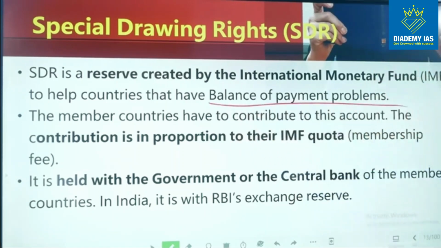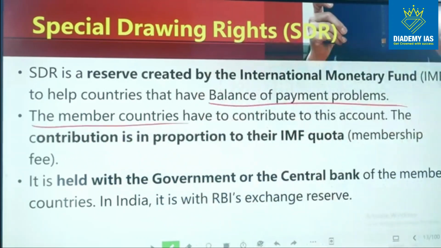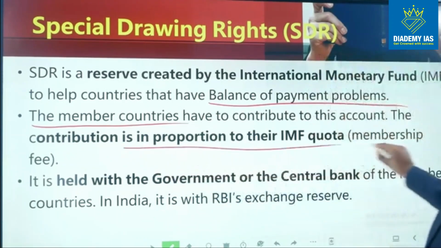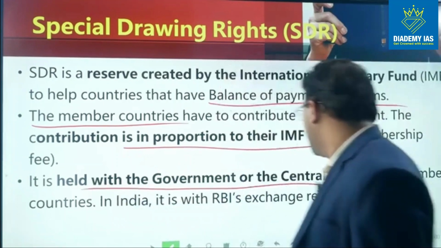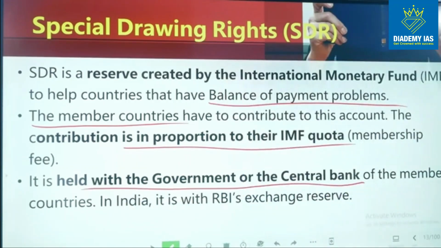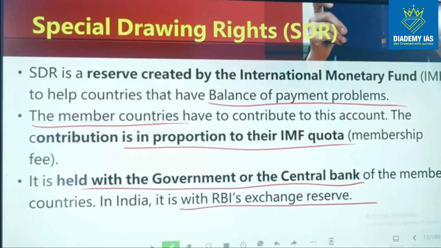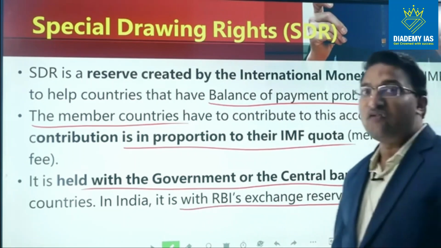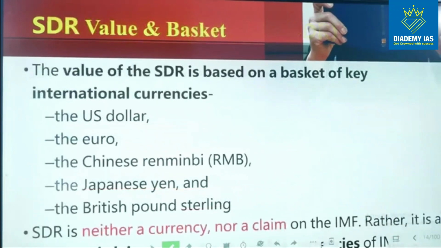SDR is a reserve system created by the IMF to help the countries with BOP problems. The member countries have to contribute to this account. So who contributes to this account? The member countries. The contribution is in proportion to their IMF quota. It is held with the government or the central bank of the member countries. In India, it is with the RBI's exchange reserve. So in India, it is part of the RBI's foreign exchange reserve, and we are studying it as such.